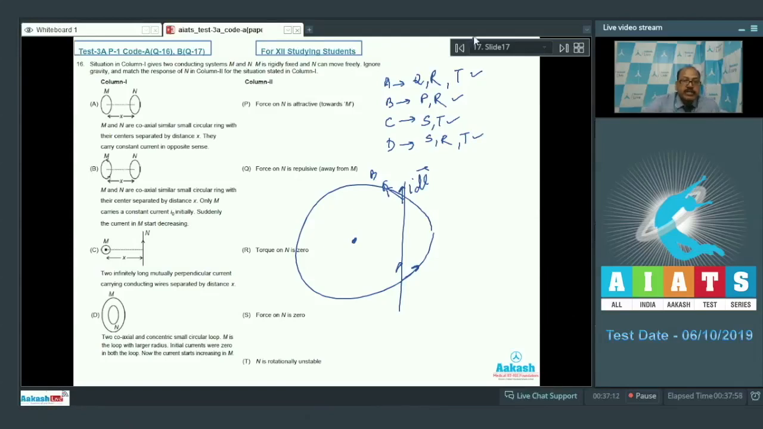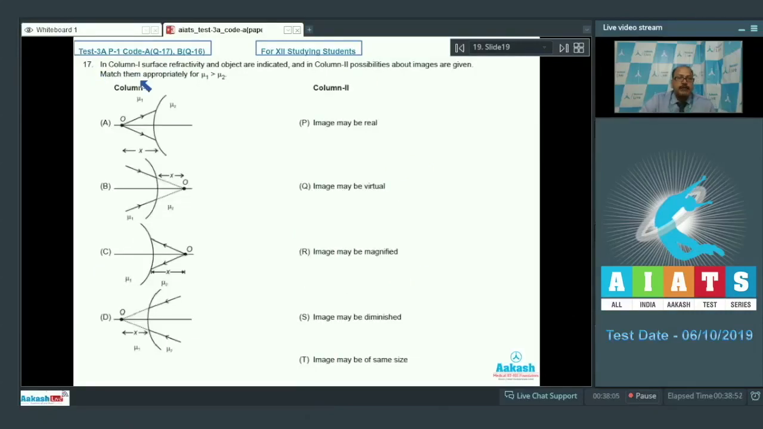Let's go to question 17 now. Question 17 says, in column 1, surface, refractivity and object are indicated, and in column 2, possibilities about images are given. Match them appropriately for mu1 greater than mu2. So let's look at entry A in column 1. This is the situation given to us. The important point is that mu1 is greater than mu2.